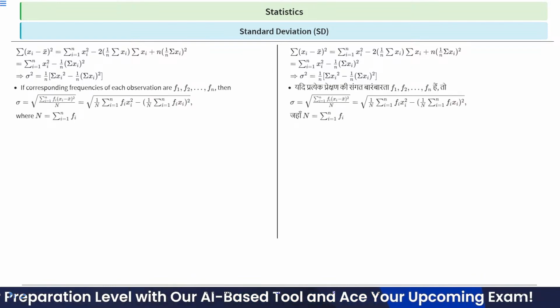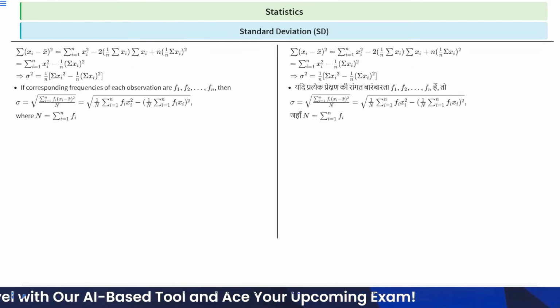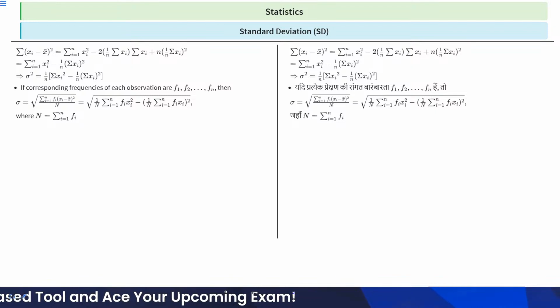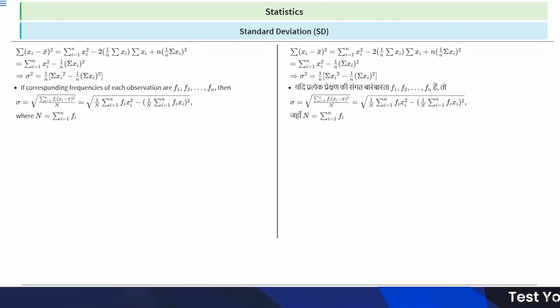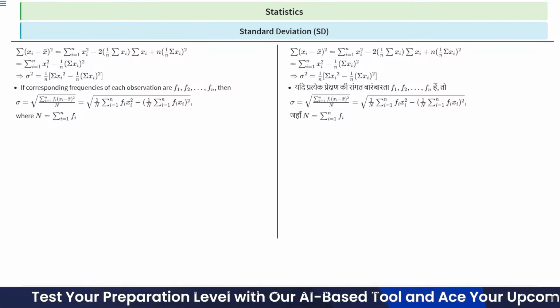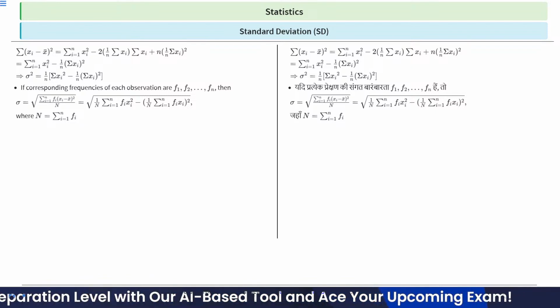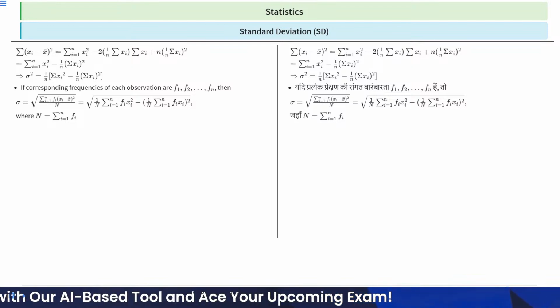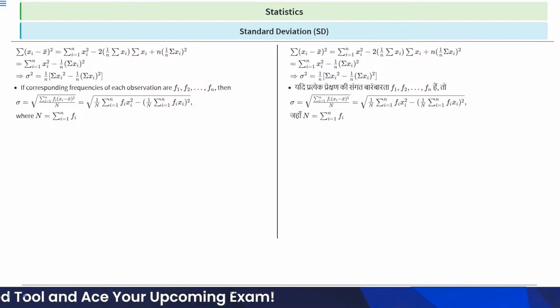So if the corresponding frequencies of the observations are f1, f2, f3 till fn, then sigma is equal to root over summation of i equals 1 to n fi into (xi minus x bar) whole square upon n, which can also be written as root over 1 by n summation of fi xi square minus (1 by n summation of fi xi) whole square. Clear? Where n is equal to summation of i equals 1 to n fi.